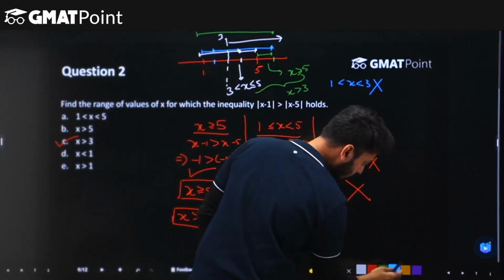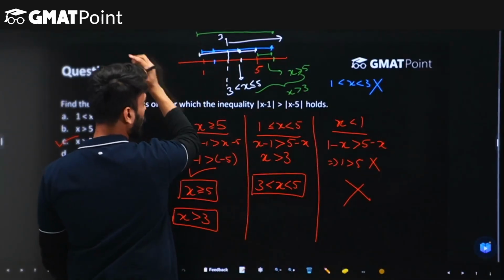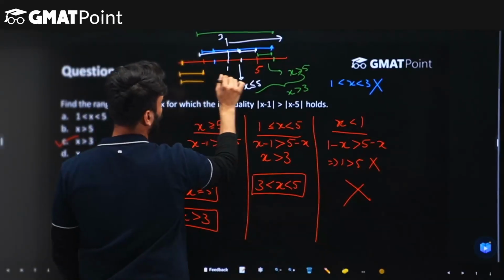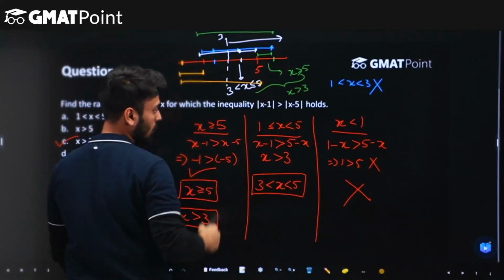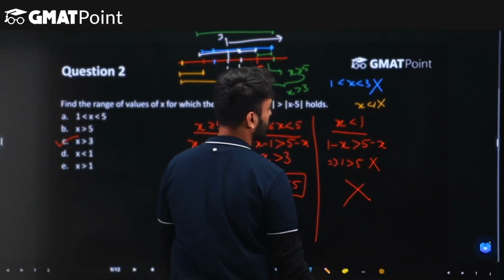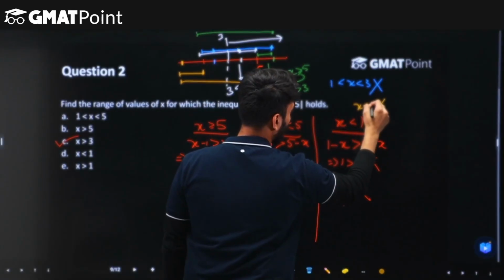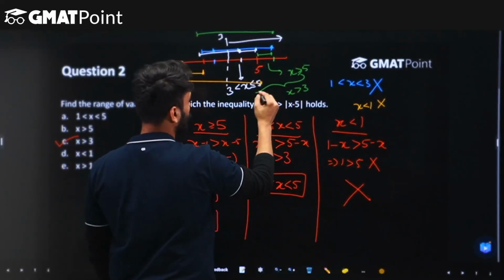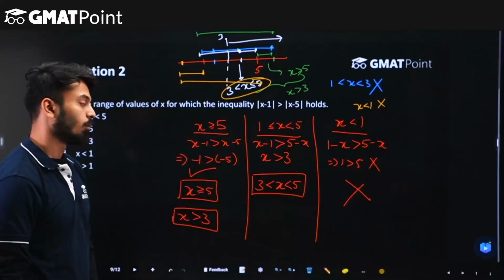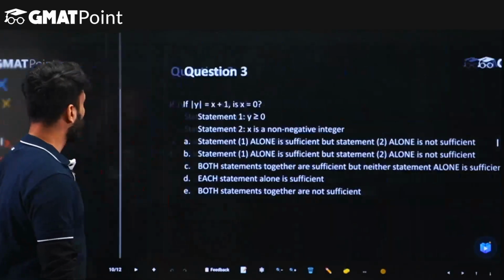And for the fourth region, which is going to be left of 1, let's say this point, distance from 1 is that, and distance from 5 is that. So again, the value will not hold. So x less than 1 is also not a valid region. So we can see our answer using the number line method is the same. X is greater than 3 and less than or equal to 5. Let's look at the next example.